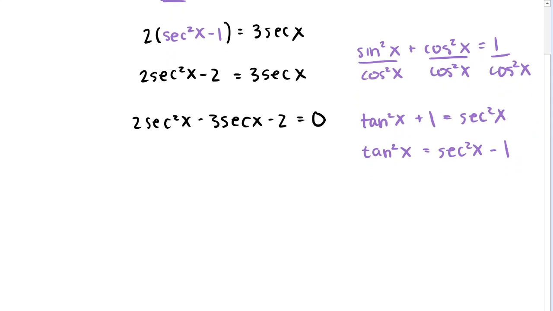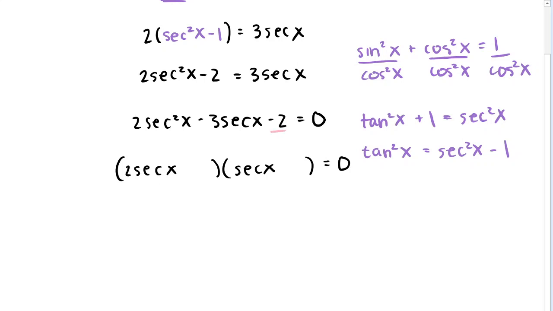Now this is where we want to use our quadratic equation techniques. Here we've got a quadratic equation in terms of secant of x. Right here we've got secant squared of x, we've got secant of x. We can factor this. And here I notice that if I'm going to get 2 times secant squared of x as my leading term, then this is going to require multiplying 2 times secant of x with secant of x.